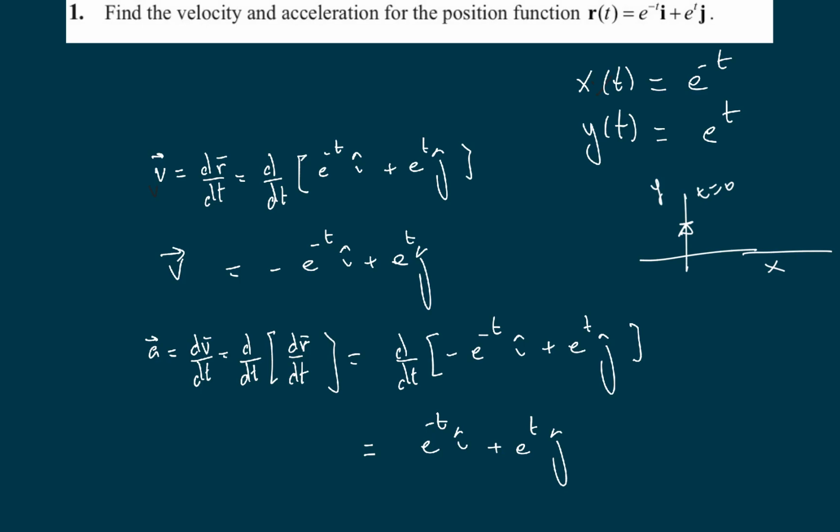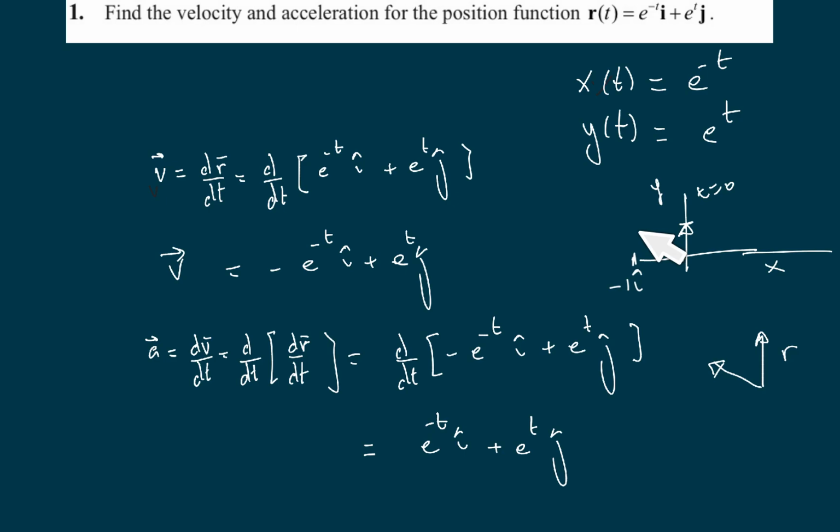While the vector velocity at t equals 0 is minus e to the 0, which is minus 1 i, plus 1 j. Minus 1 i plus 1 j is this vector. So at the time t equals 0, the object has this vector position and this vector velocity.